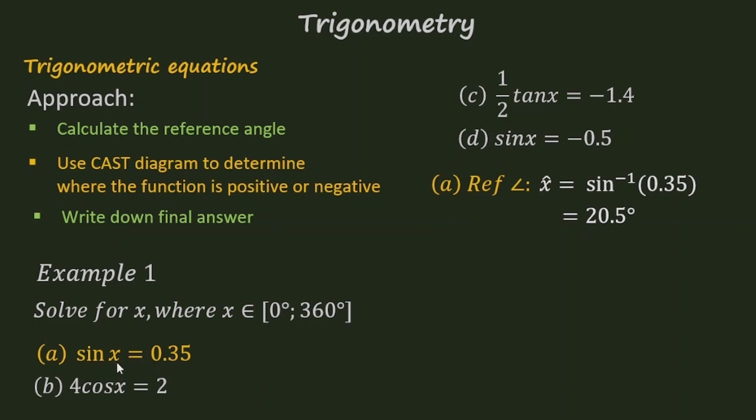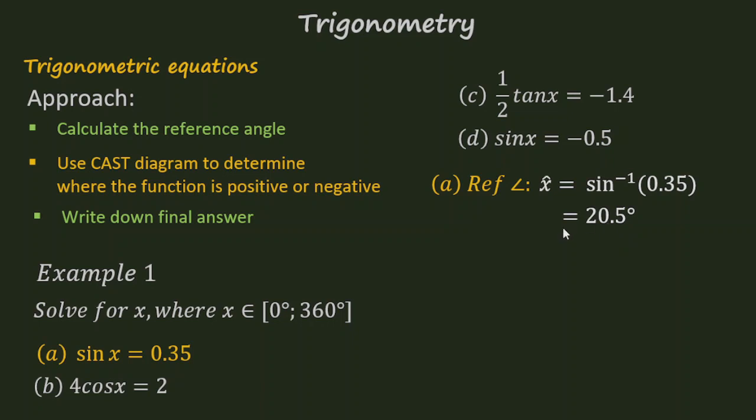Now, you look at the equation that you've been given. Sine x equals positive 0.35. This tells us that we are interested in the values of x where sine x is positive, because the value that we've been given here is positive. Sine x is positive in the first quadrant and the second quadrant. Since sine is positive in the first quadrant and the second quadrant, that means our reference angle will also form part of the solution. So the 20.5 degrees will be our first solution of x in the first quadrant.